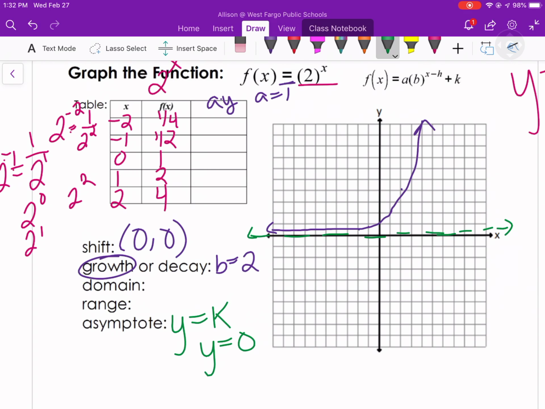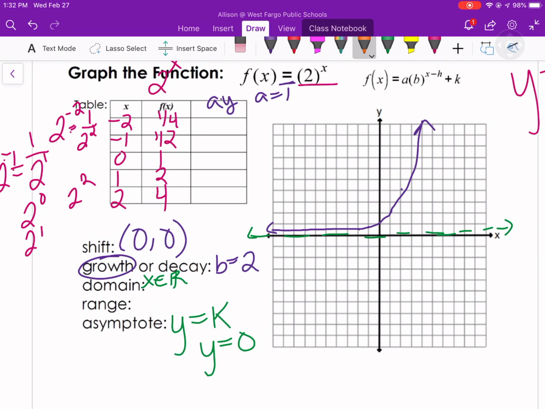And then remember, domain are x values. So if you think about on the x-axis here, you could plug in any x that you want. You could take 2 to the negative 10th power or 2 to the positive 10th power. Either way, you'll always get an output. So domain is going to be all real numbers, or x is going to be an element of the real numbers. Now range is the y values.